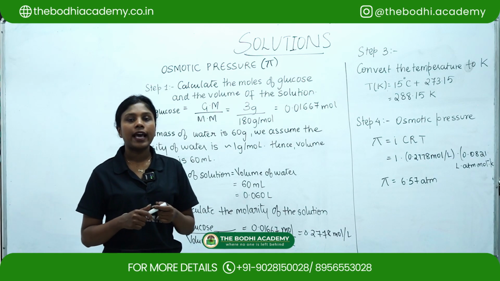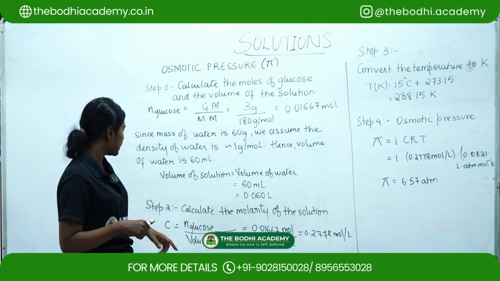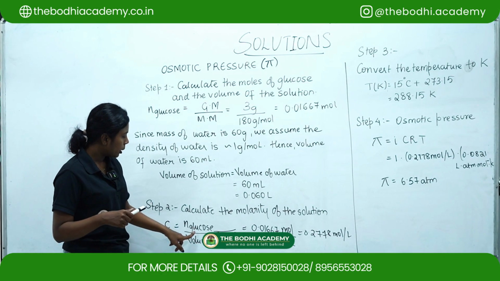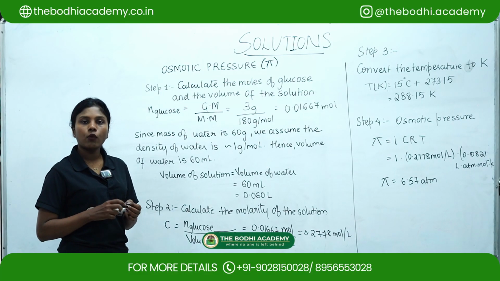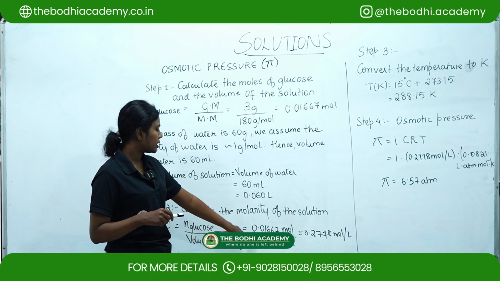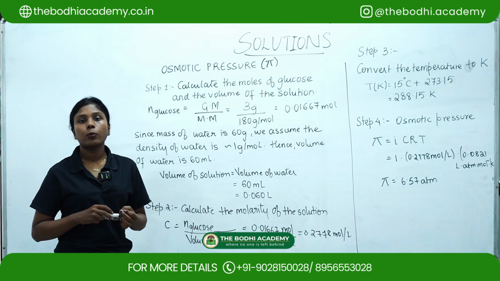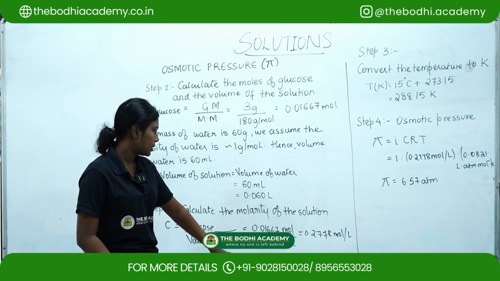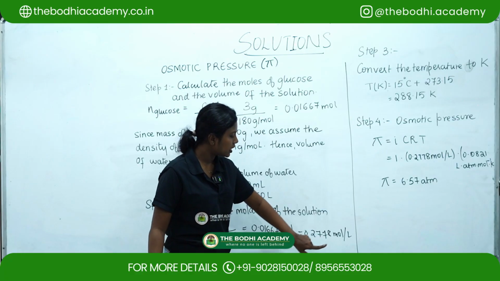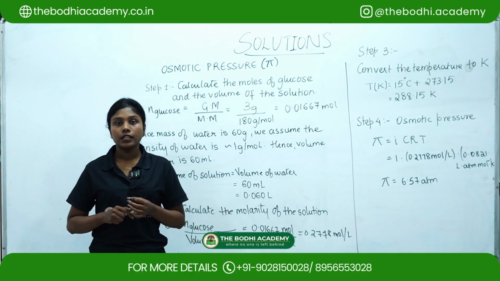Moving to step 2, calculate the molarity of the solution. Molarity is given by capital C. So it comes to the number of moles of glucose upon the volume of the solution, which is 0.01667 moles divided by 0.060 liters, and the answer comes to 0.2778 moles per liter.